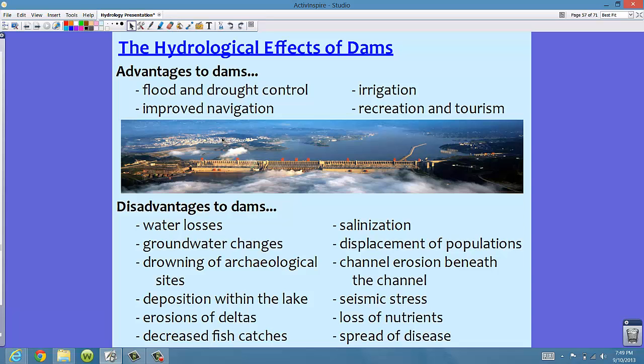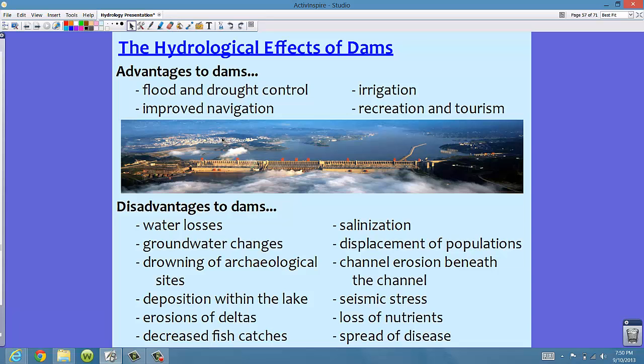Channel erosion beneath the channel. Again, we're changing the morphology, or the way that the river is going to look. So erosion is going to change. Seismic stress. There's been a lot of discussion about dams in China that are actually causing earthquakes. This is a big problem as well, because now we have all of these natural stores of water with large pumps being used, and this is a possible seismic stress on this particular part of the country.